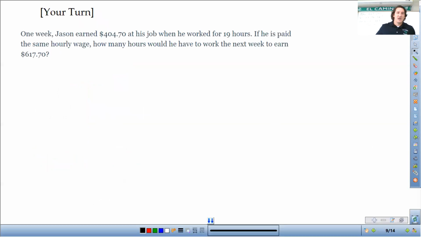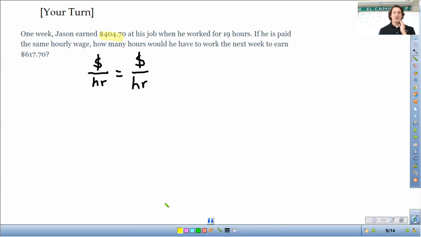So next one, this is your turn. One week, Jason earned $404.70 at his job when he worked 19 hours. If he is paid the same hourly wage, how many hours would he have to work to earn $617.70? So I'm going to help you set this up and then have you solve it. To set it up, remember I'm going to set up a proportion where the units of the ratios are matching. So I'm going to do money over hours again. And that needs to be equal to money over hours over here. So the ones that match up, the money, 404.70 is going to match up with 19 hours.